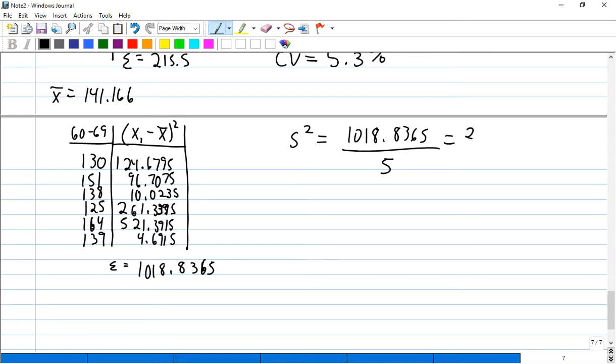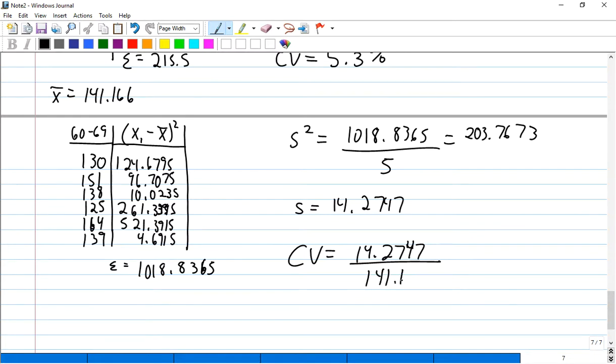So the variance is 203.6773. So the standard deviation is 14.2747. And then let's take that and let's find the coefficient of variation by taking the standard deviation and dividing that by the mean and saying that times 100. And I got 10.112 and so on. So percentage.